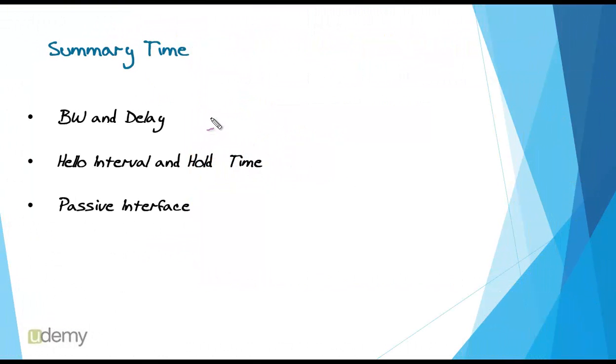Now it's summary time. In this lecture, we learned how to configure bandwidth and delay on interfaces and saw the impacts on EIGRP metric calculation. We learned how to change hello interval and hold time both for EIGRP for IPv4 and EIGRP for IPv6. And finally, we saw how we could disable sending EIGRP hello messages on desired interfaces with the passive-interface command.